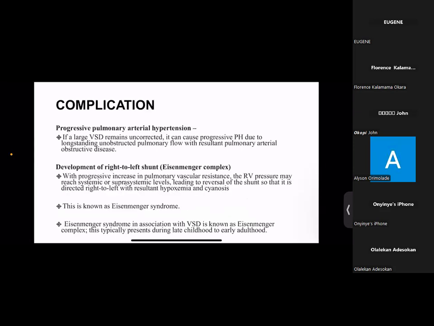Complications of VSD. If a large VSD remains uncorrected, it will cause progressive pulmonary hypertension and lead to long-standing unobstructed pulmonary flow. With progressive increase in pulmonary vascular resistance, there is increase in right ventricular pressure, and this leads to reversal of the shunt, resulting in a right to left shunt, and there is now hypoxemia and cyanosis. This reversal of left to right shunt to right to left shunt because of the increased pulmonary resistance is known as Eisenmenger syndrome. When Eisenmenger syndrome occurs in VSD, it is known as Eisenmenger complex.